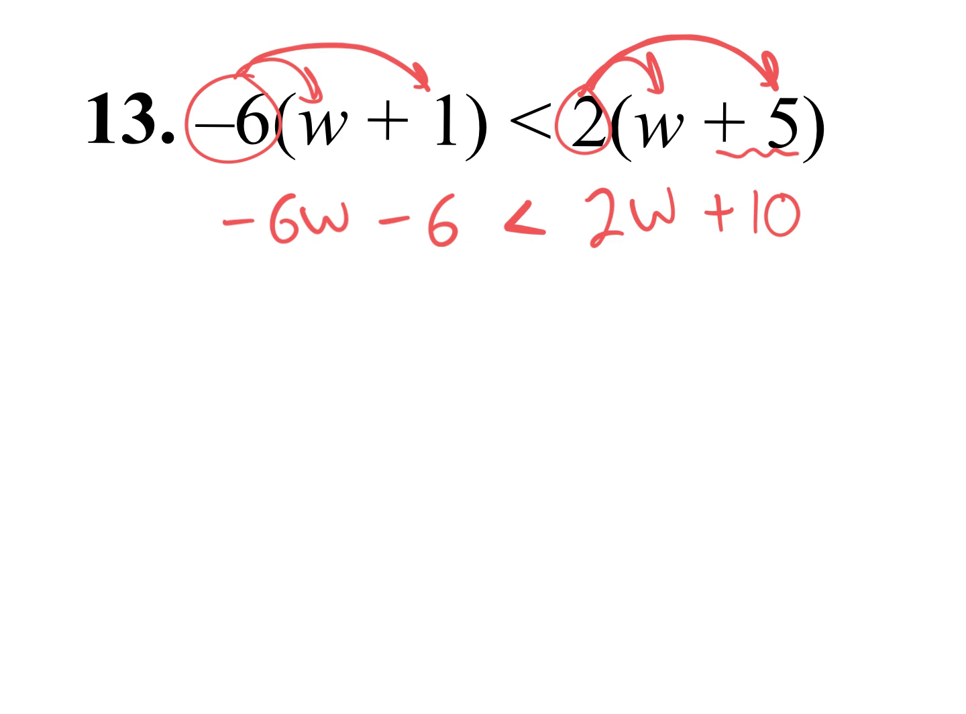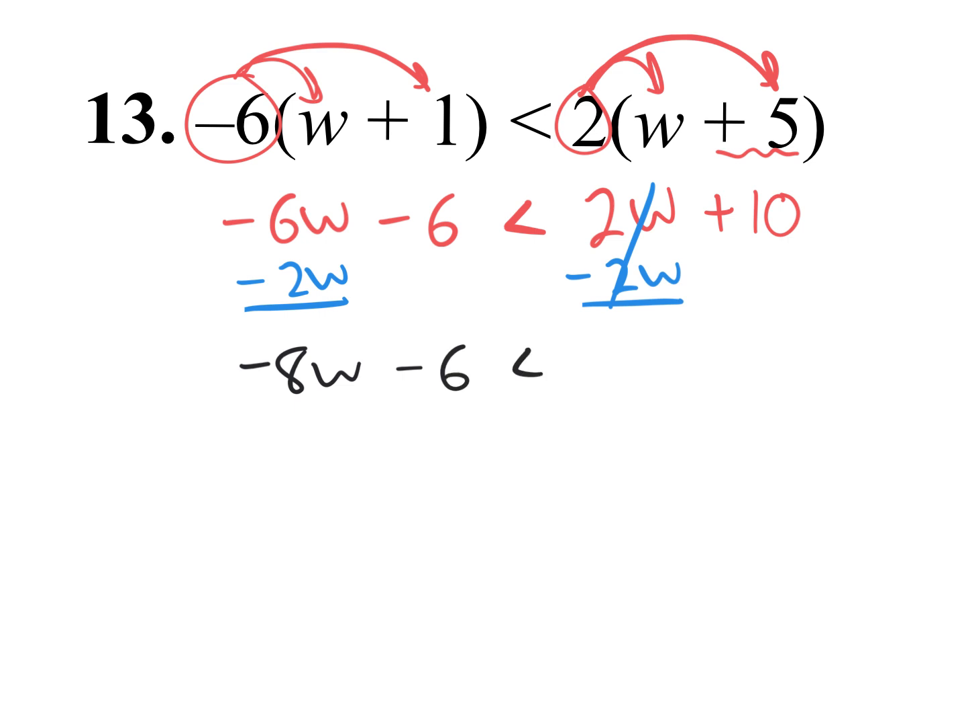So right here we have w's on both sides of the inequality. So I want to get w by itself on one side. So I would subtract 2w to get rid of this 2w. And when you do to one side, do to the other, subtract 2w. You will have a negative 6w take away a 2w. That is a negative 8w. Bring down the minus 6, bring down the less than, bring down the 10. There's your new inequality that only has w's on one side, okay?